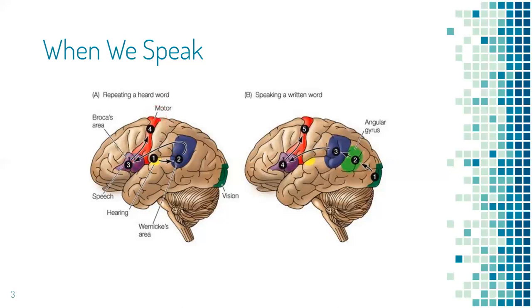cortex. When we are speaking a written word, the process begins in the visual cortex, which processes the text. Then we move to the angular gyrus, which is the part of the brain that processes the text and creates the auditory code. This then moves to the Wernicke's area, which plans what is going to be said, which is transmitted to the Broca's area, which causes the production of speech by activating the vocal apparatus in the motor cortex.